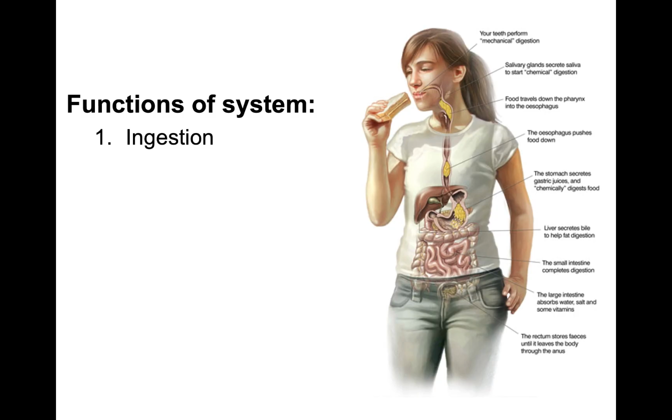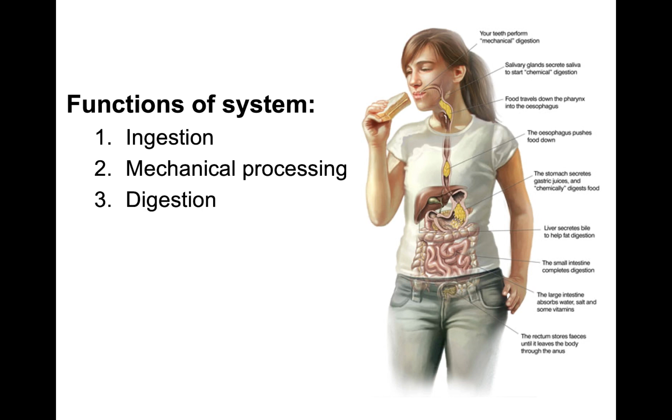So functions of the system: ingestion is taking food and putting it in your mouth. So birds, they have beaks to get the food in their mouth. Mechanical processing happens in your mouth. So you have these different types of teeth that are going to break down food in smaller bits before it's digested chemically. Some of the birds don't have teeth, and what they have is a gizzard, which is going to grind the food down in smaller bits before they process it. So they take these small rocks and put them in their gizzard.